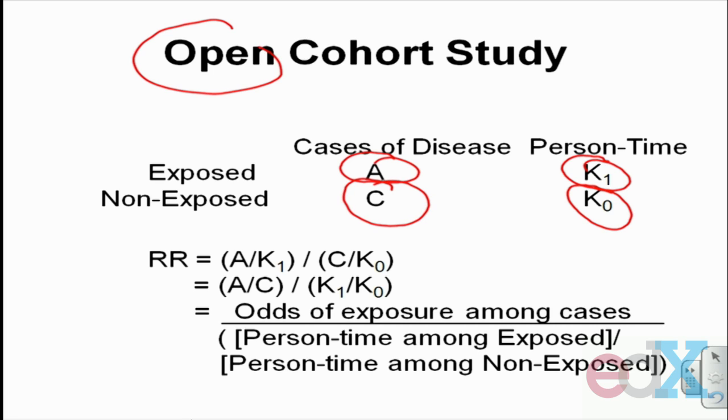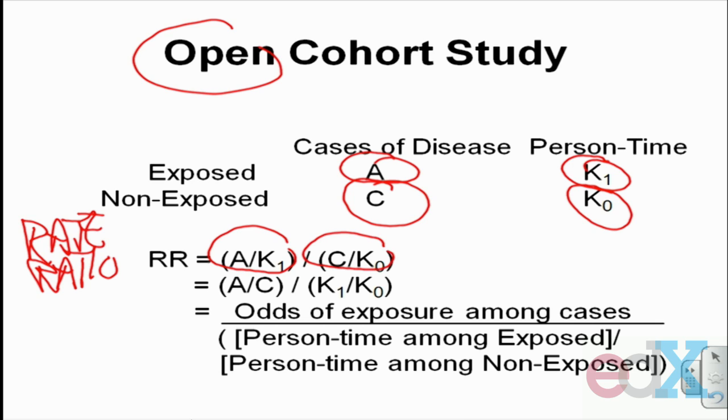We could measure from an open cohort study, we could measure rate ratios. We could measure the incidence rate of breast cancer among the people who are using oral contraceptives. That would be A divided by K1 person years. We can measure the incidence rate of developing breast cancer among the women not using oral contraceptives, C over K0, and we would measure the incidence rate ratio.